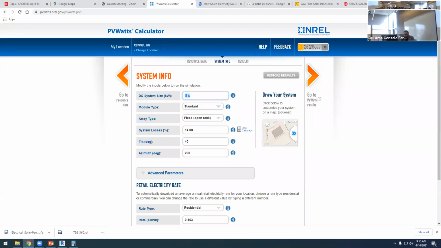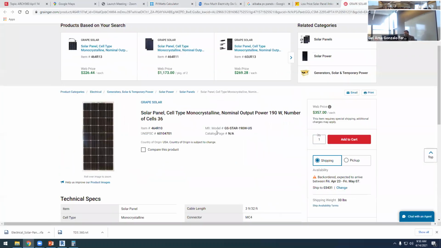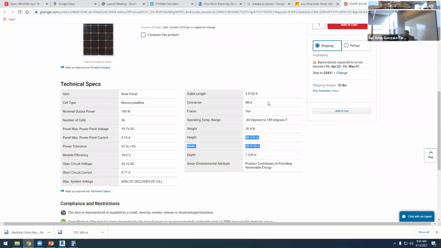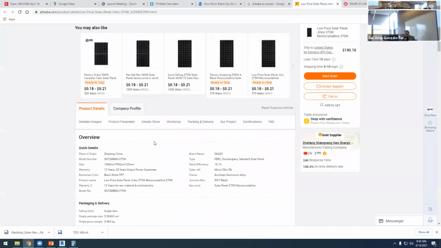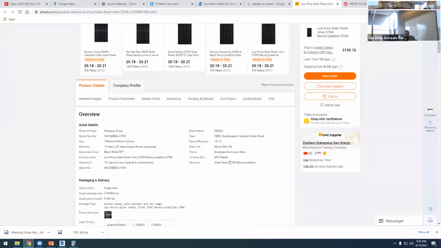And before doing this, we need to find the catalog with the specifications, and we need these two numbers. We need the total production, and we need the dimensions.